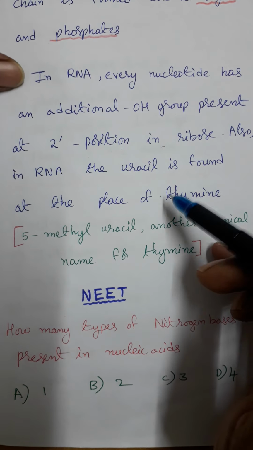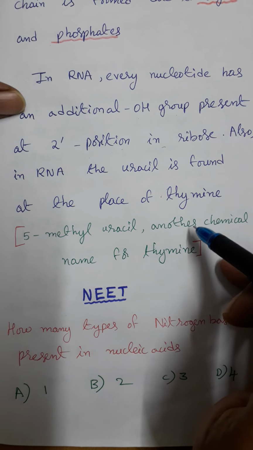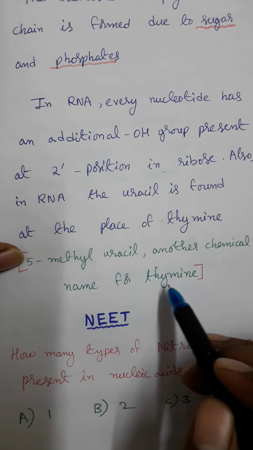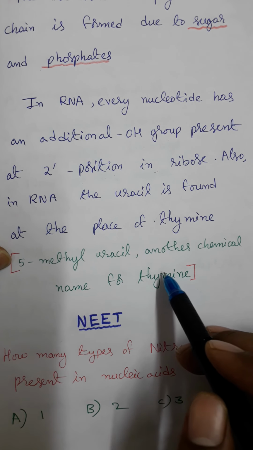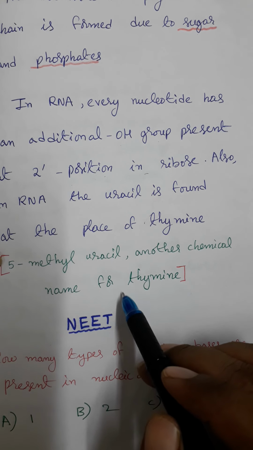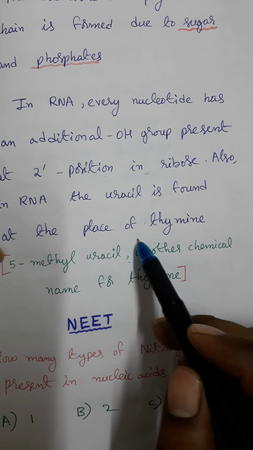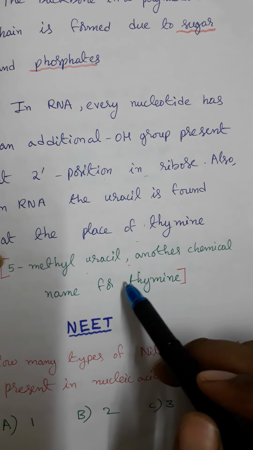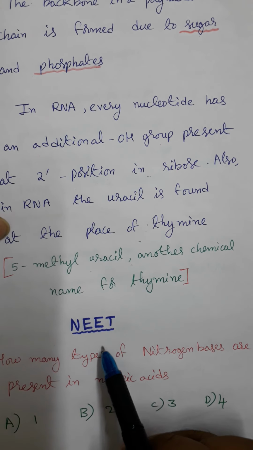Also in RNA, uracil is found in the place of thymine. 5-methyl uracil is another, chemical name for thymine. Okay, 5-methyl uracil, this is another name for thymine.